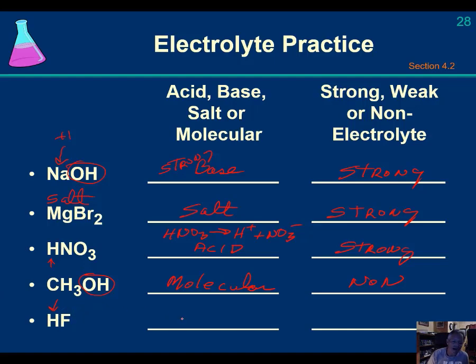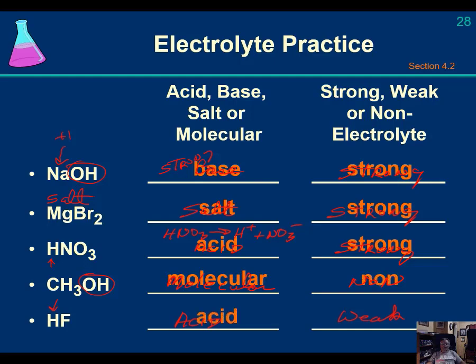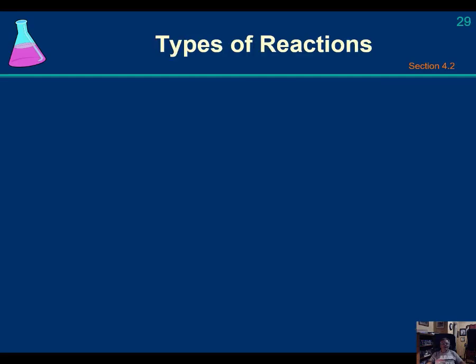This is HF. You see the hydrogen out there. That tells you that it's an acid, pretty reliable, but it's not one of your 7 strong acids, so that means it only partially ionizes in solution, which means that it's a weak electrolyte. Okay? So I've got the answers in there for you. And so there you go. All right, let's keep going.